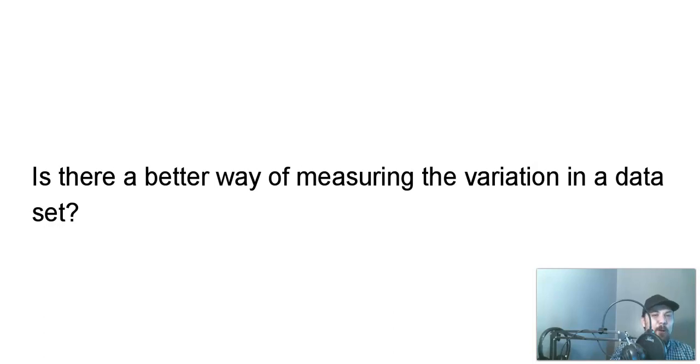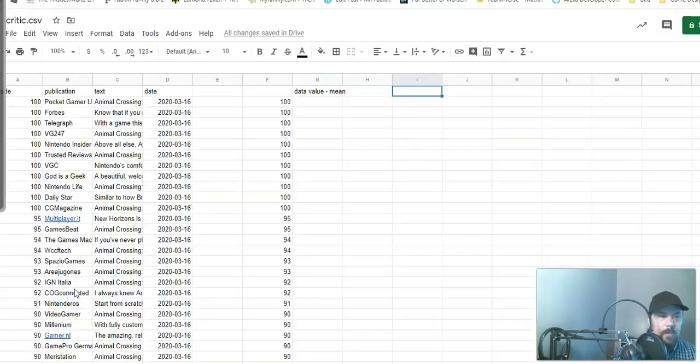And I'm not sure where I'm going from here, because now that I think about it, I didn't get set up for this, but I wanted to do some calculations on a spreadsheet. So I think I'm going to need to pause my recording, get that spreadsheet set up so that we can explore a better way of measuring the variation in our data set. So give me just a second.